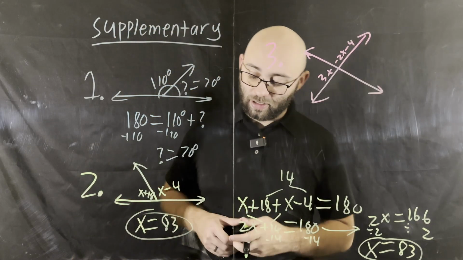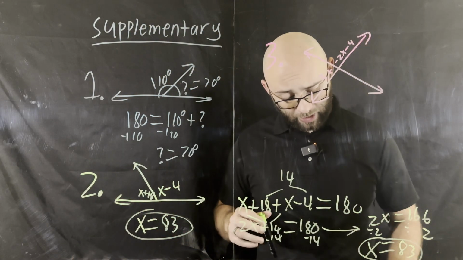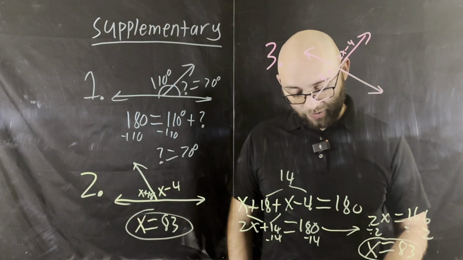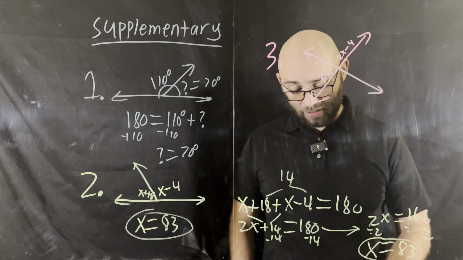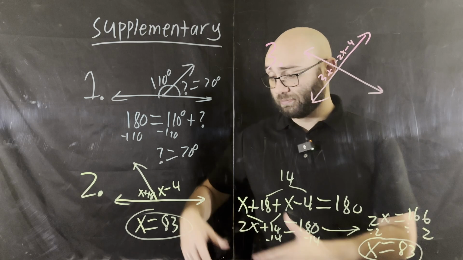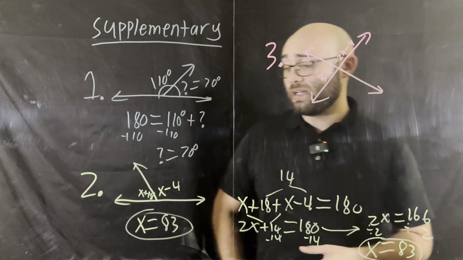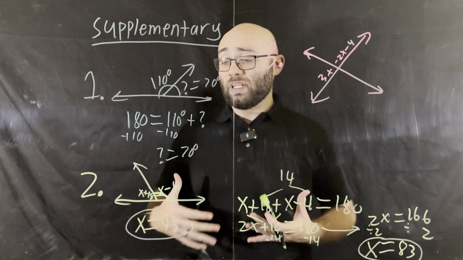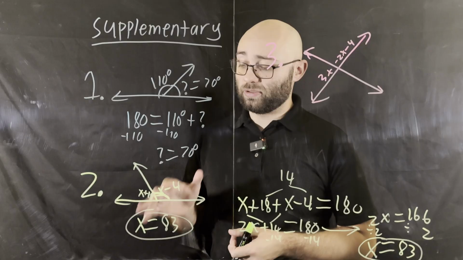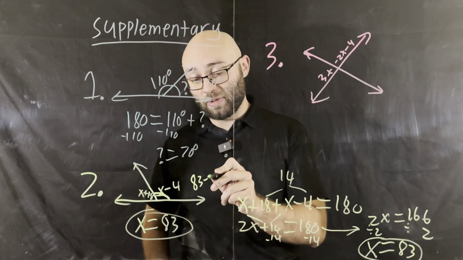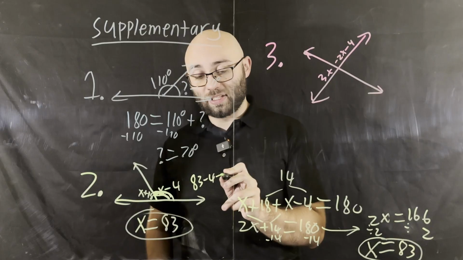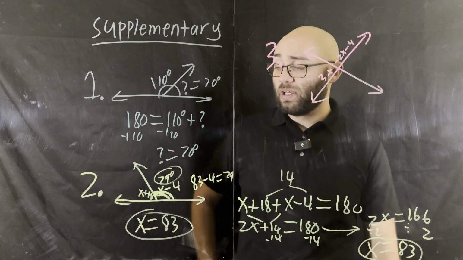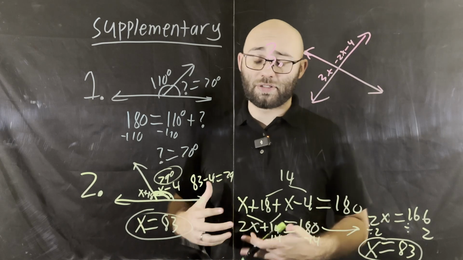Now, with these type of problems right here, be careful with what they're asking for. So if your teacher is just asking for the x variable, then you're done here. Bam, x is equal to 83. But let's say that your teacher is like, actually, I want to know this angle right there. You need to be prepared to take this x value and plug it in. So I'd have to plug it in, 83 minus 4, and I'd find that this angle right here is actually equal to 79 degrees. And then there's my answer. So just be careful. Please just read the questions that your teacher gives you.